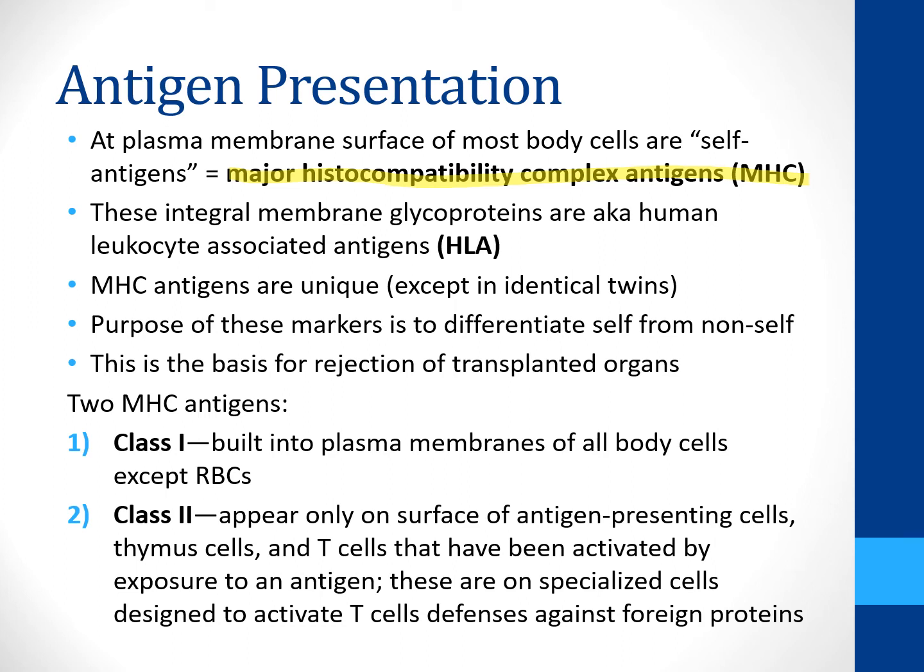There are two different classes of these MHC antigens. Class 1 is built into the plasma membranes of all cells within the body except for red blood cells. And class 2 are on the surface of antigen presenting cells only. Also our T cells that have been activated by exposure to an antigen. Our antigen presenting cells are all of our phagocytic cells and our dendritic cells. Those all have class 2 MHC proteins, whereas all other cells in the body have class 1 MHC proteins.